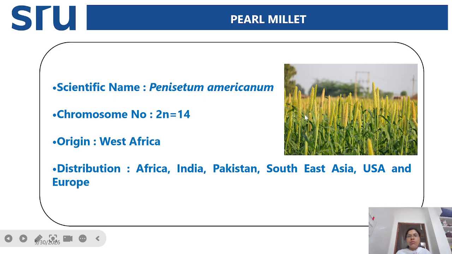Generally, this pearl millet is the most drought tolerant crop, and its origin is West Africa. And next is distribution. It is cultivated in Africa, India, Pakistan, Southeast Asia, USA, and Europe.